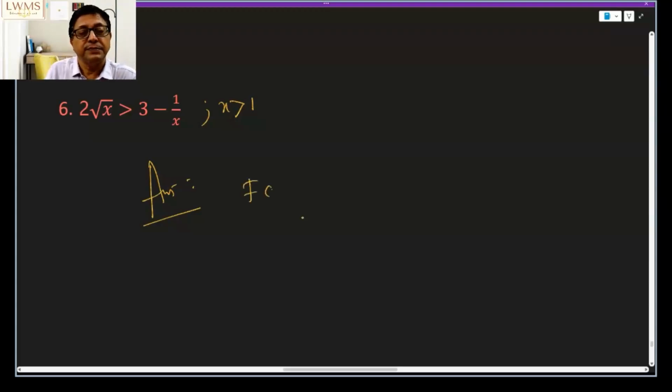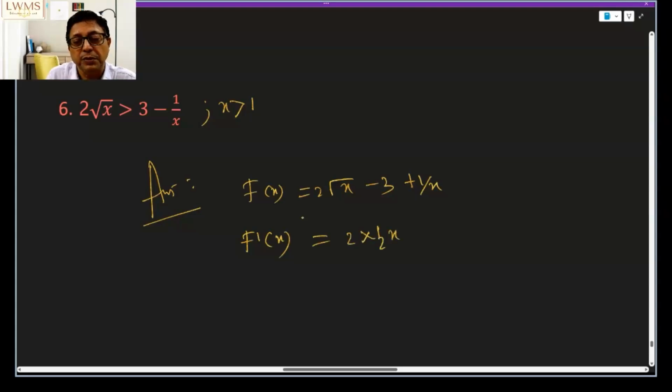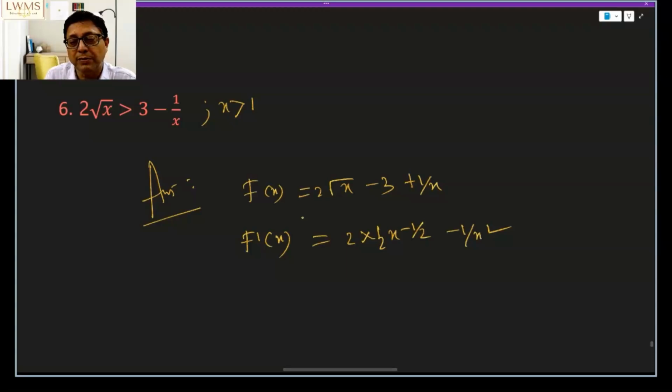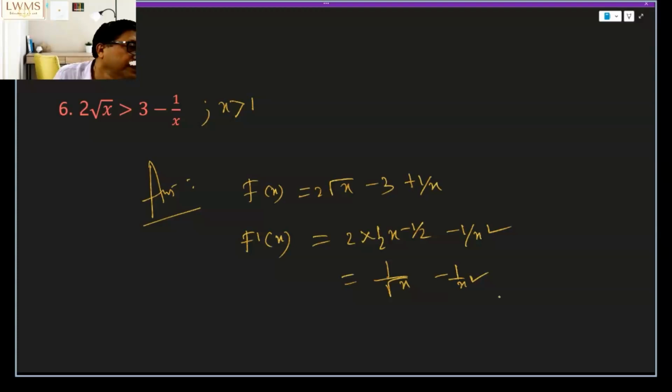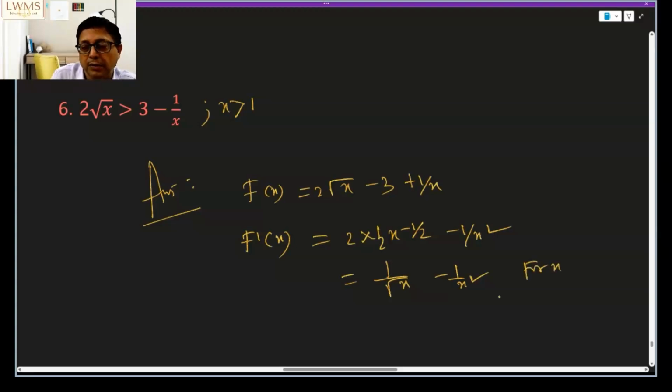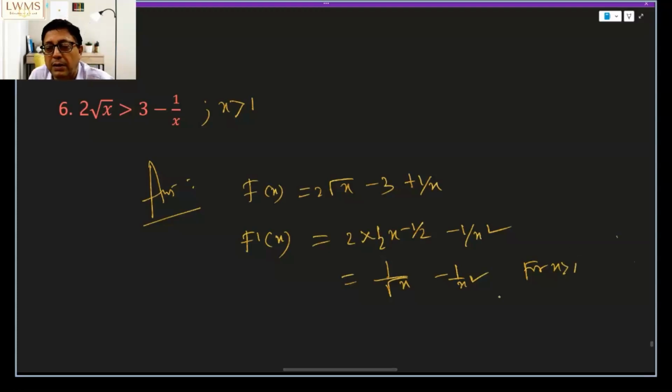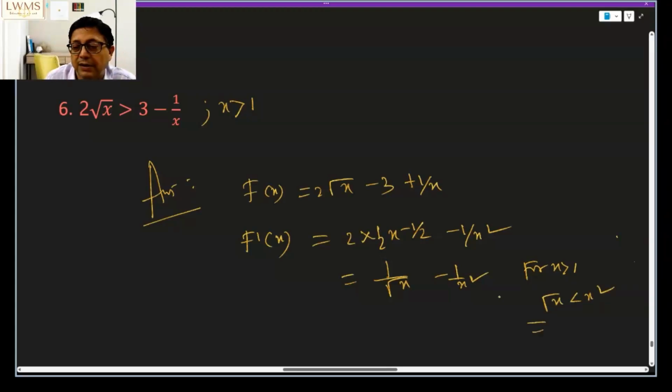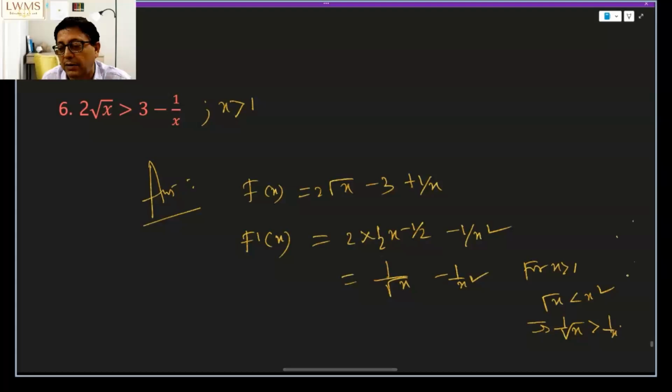So start in the same manner. Fx equal to 2 root x minus 3 plus 1 by x. F dash takes 2 into... minus 1 by x square. Is this a positive quantity or negative quantity? Are you able to decide here? Yes. For x greater than 1, root x is less than x square, you must take it. 1 by root x is greater than 1 by x square. So this is greater than 0.